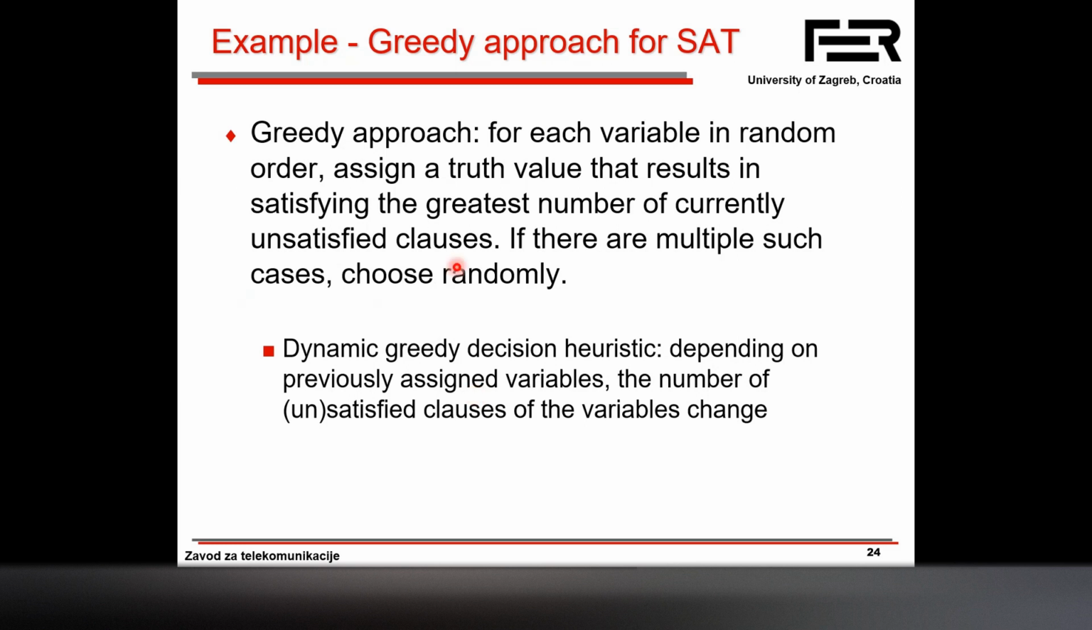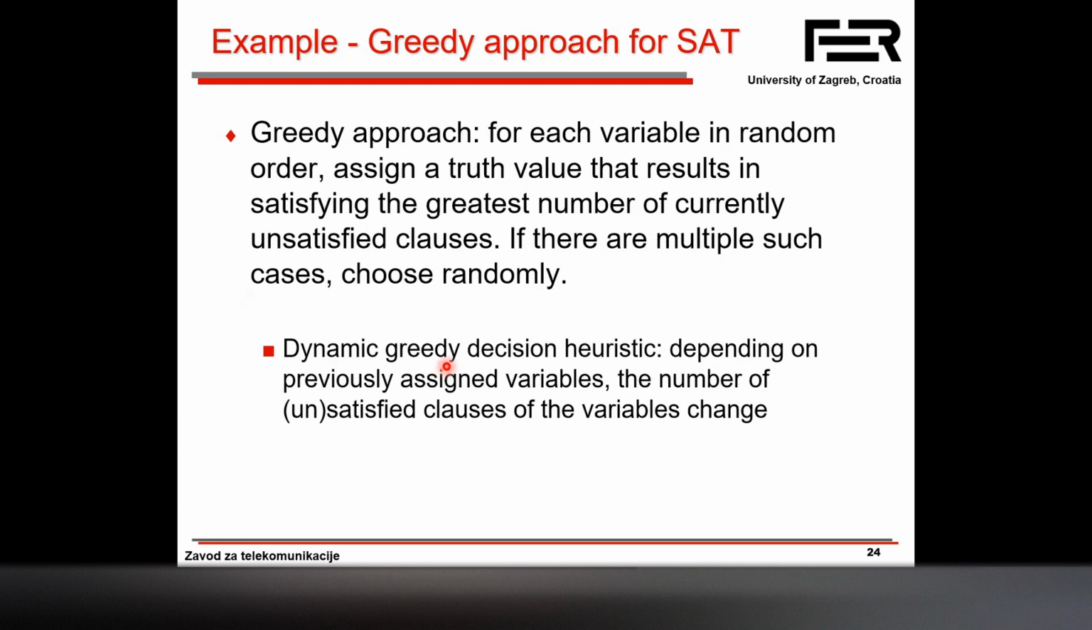Okay, the question is now, what are some different greedy approaches that we can define for satisfiability? For example, for each variable, let's say we take the variables in random order, here we had 3 variables in the previous example, we could say that we want to assign a truth value that will result in satisfying the greatest number of currently unsatisfied clauses. If there are multiple such cases, choose randomly. So this is just an example of a greedy heuristic or a step that we could define. This is an example of a dynamic greedy decision heuristic.